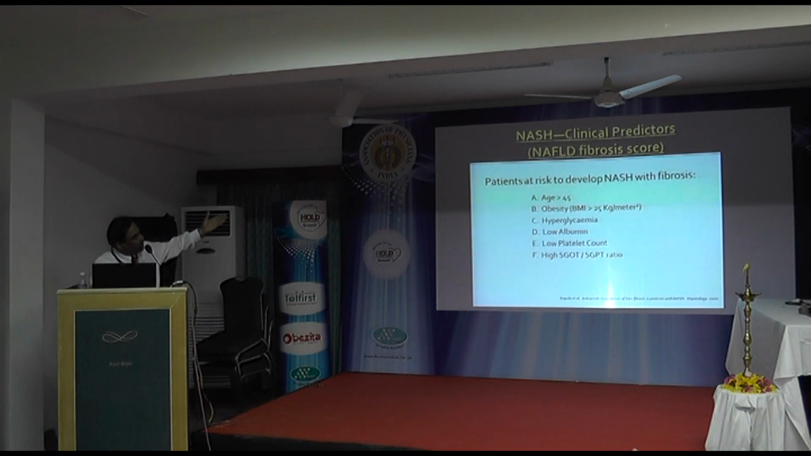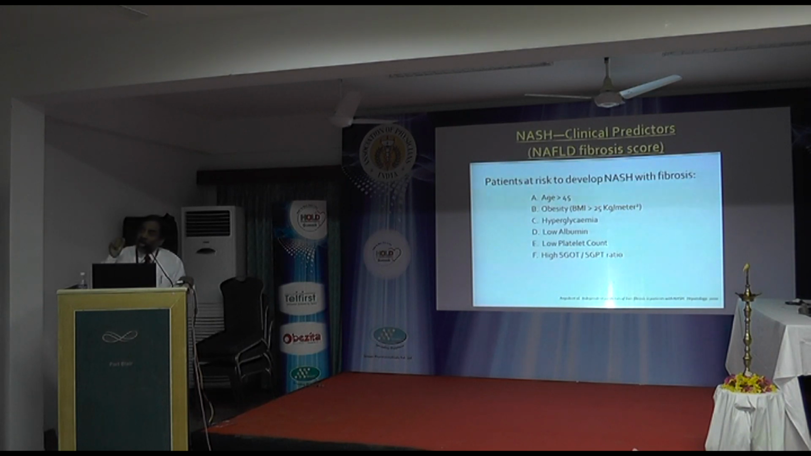So this is the fibrosis score, and these are some of the features which suggest that the patient may have NASH or fibrosis: age, obesity, presence of hyperglycemia, low albumin, low platelet count. And many a time you find in clinical practice an individual who has just a low platelet count, who is being investigated for a hematological disorder. We forget that these patients may have liver disease.